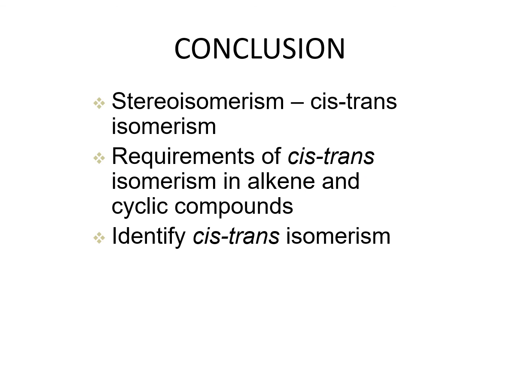In this video lesson, we have learned about one type of stereoisomerism, which is cis-trans isomerism. We also learned about requirements of the cis-trans isomerism in alkene and cyclic compound, and we also learned how to identify cis-trans isomers. In the next video, we are going to learn more about another type of stereoisomerism, which is enantiomers. That's all for now.